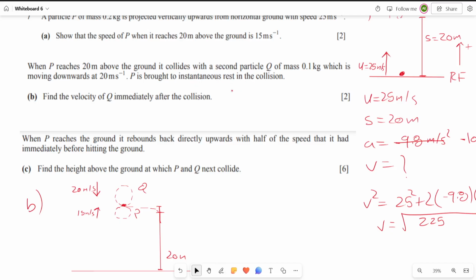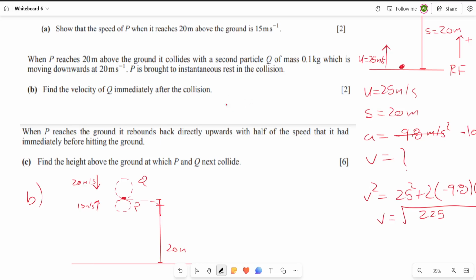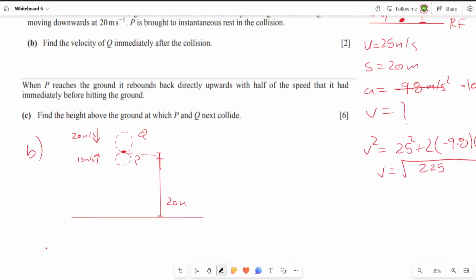So we know when we deal with collisions, we're basically using the conservation of momentum. Part B says find the velocity of Q immediately after the collision. So let's write the equation for conservation of momentum.